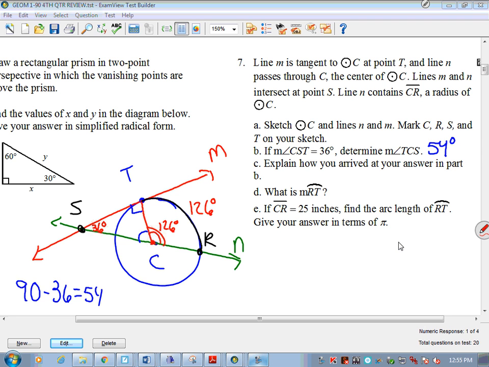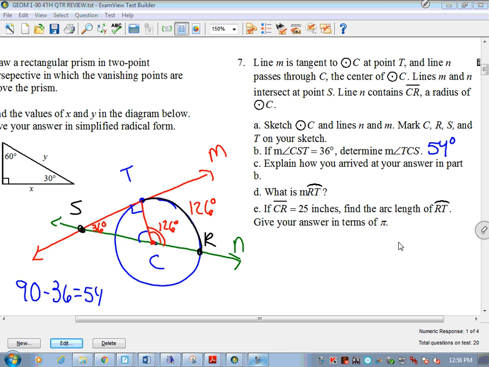That's at the bottom, isn't it? Yeah, it'll be at the bottom. Number 7? 7D. It says 54 degrees. The only thing that I can determine is the problem here is that, if we go back up to look at statement 7, it says line N contains CR, a radius, correct, of C.